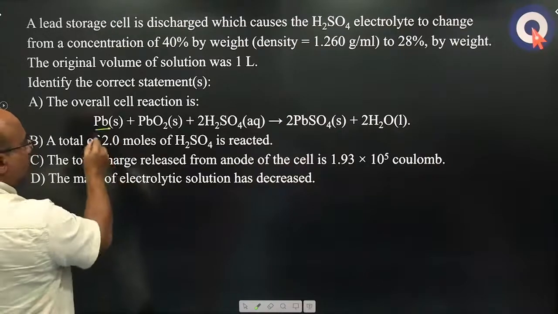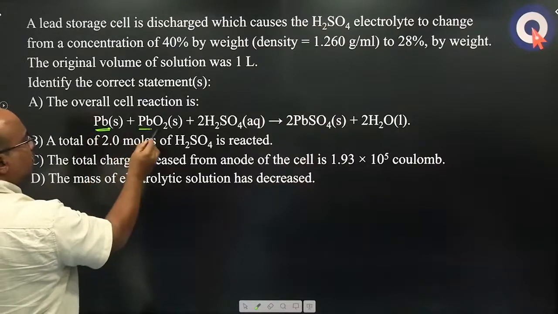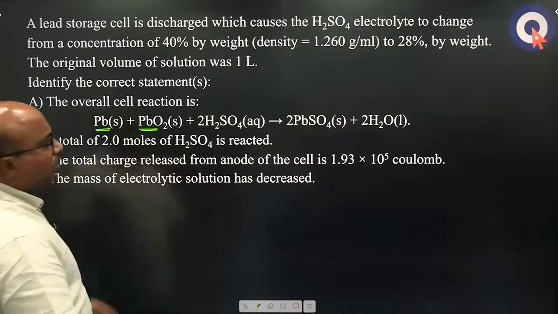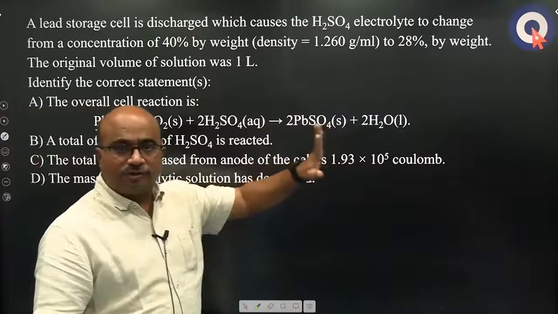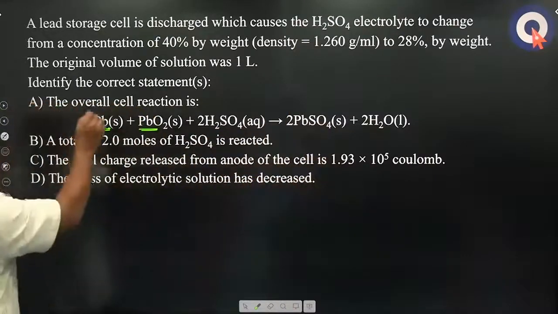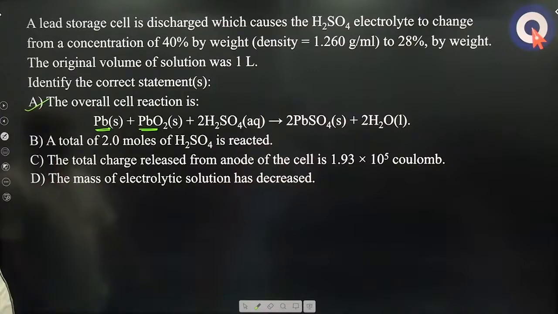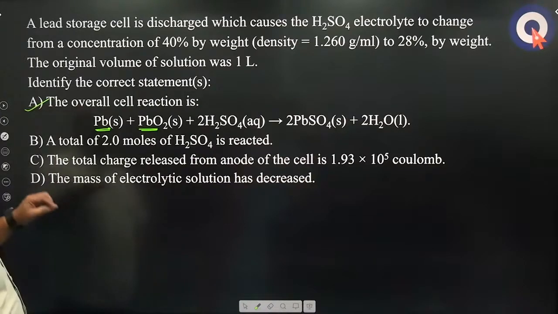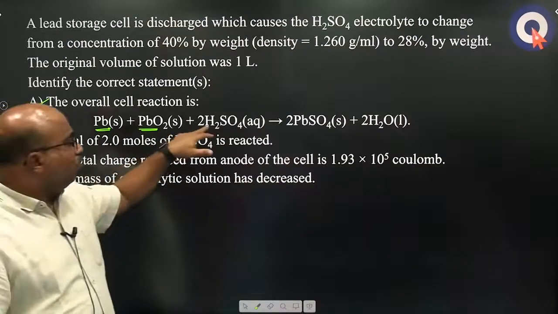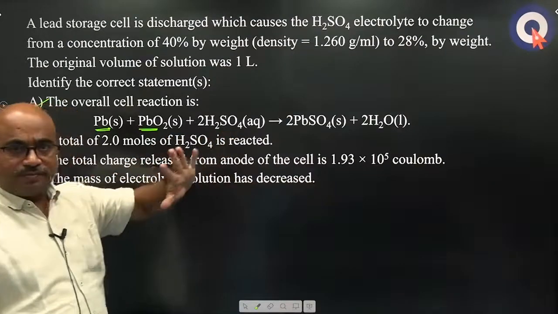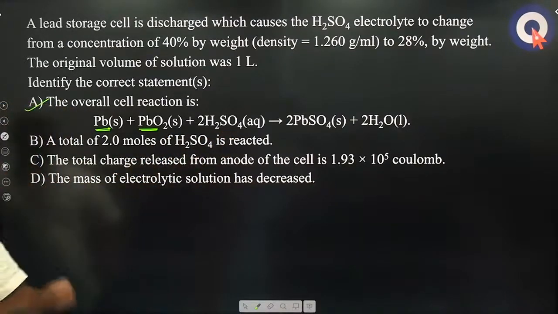So this is oxidation, so this is the anode. This is the cathode. But during this, H2SO4 is also consumed. So the net cell reaction is this. This is okay. So how many moles of H2SO4 will be reacting? Effectively, 2 moles of H2SO4 react. That is also there, so that is also correct.